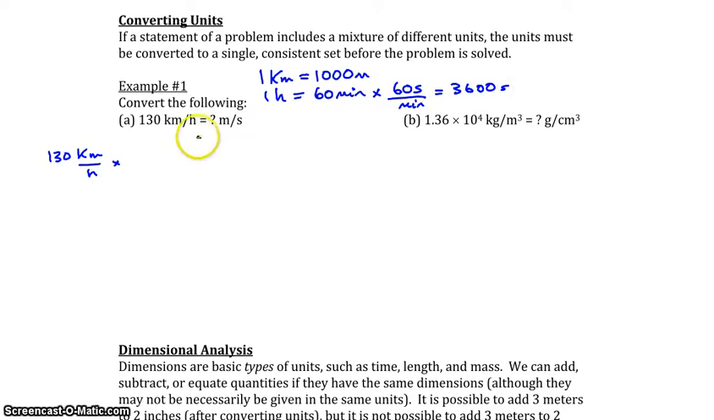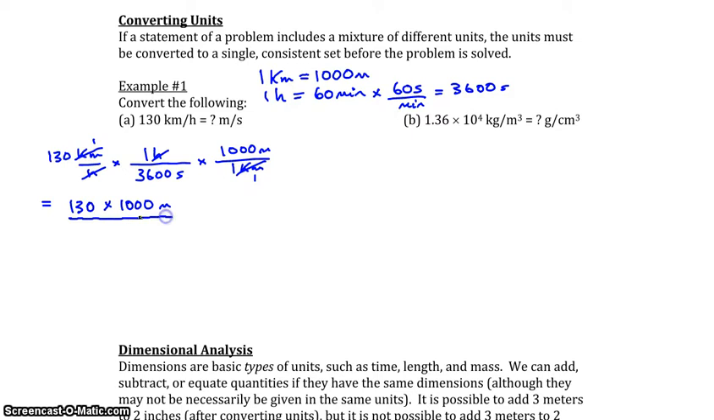So what we're going to do is try to get rid of the kilometers and have meters on the top, and get rid of hours and have seconds on the bottom. We're going to multiply by 1 hour on the top to get rid of the hours here, and have 3,600 seconds on the bottom now. And then we're also going to multiply by 1,000 meters and 1 kilometer on the bottom, so the kilometers on the top here will cancel out with the kilometers on the bottom there. In essence, you have 130 times 1,000 meters all over 3,600 seconds.